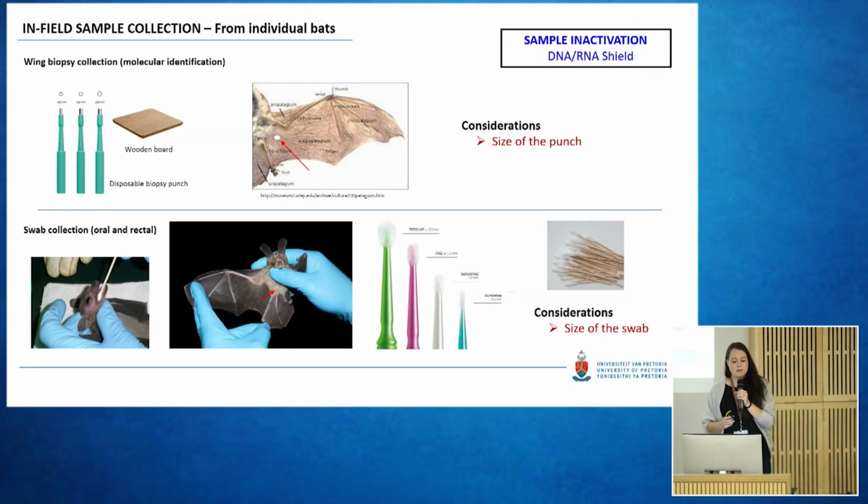Okay, so like I said, not a lot of detail on the methods, just going to highlight some things. So with wing biopsy, it's for molecular collection, and I think the important thing to consider there is the size of your punch. So what we used is disposable biopsy punches and a wooden board, where we would stretch the wing out on and then take the punch from the wing.